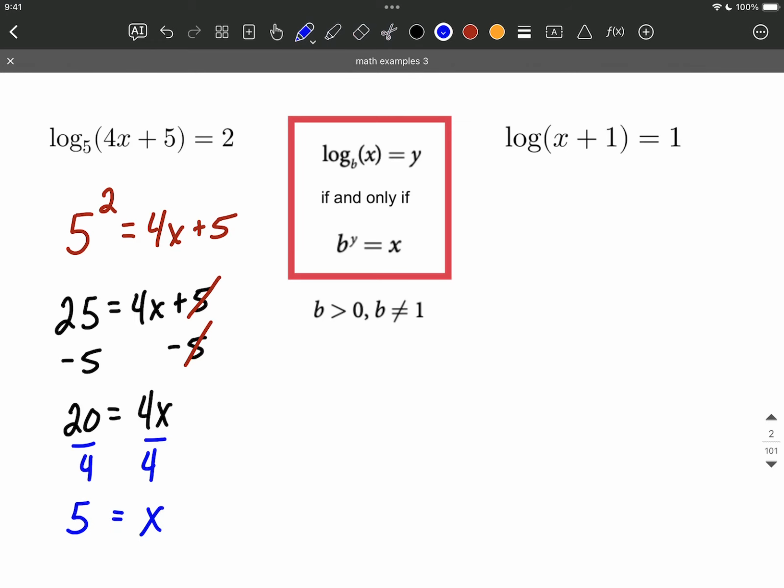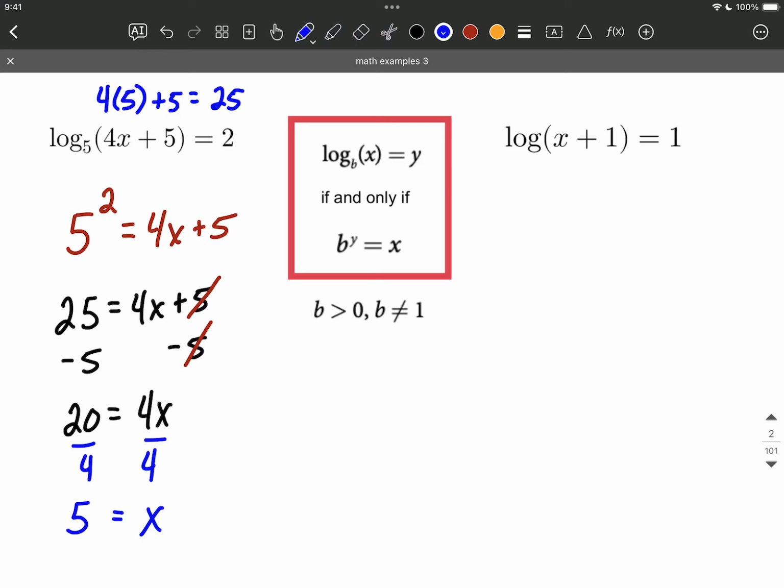Now we could double check by plugging back in. 4 times 5 gets plugged in for our x, plus 5, works out to be 20 plus 5 is 25 on the inside here. We can't have a negative overall result on the inside of that logarithmic function. So positive 25 is just fine.